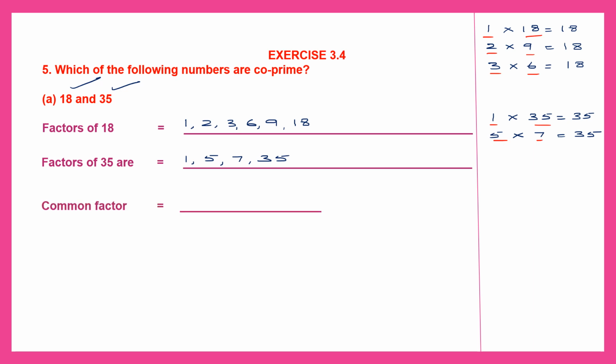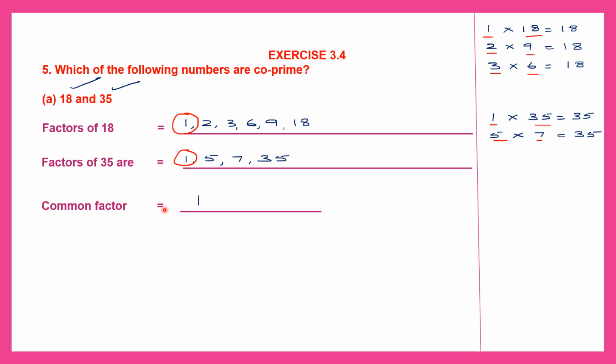Now common factors. What are the common factors? Let's look for factors that are there both in 18 and 35. So 1 is a common factor. So let's write down 1. And is there any other common factor? Now we can't see any other common factors. We don't have 2 here, 3, 6, 9, 18. No, because here the numbers are 5, 7 and 35. So we don't have any more common factors. The only common factor is 1.